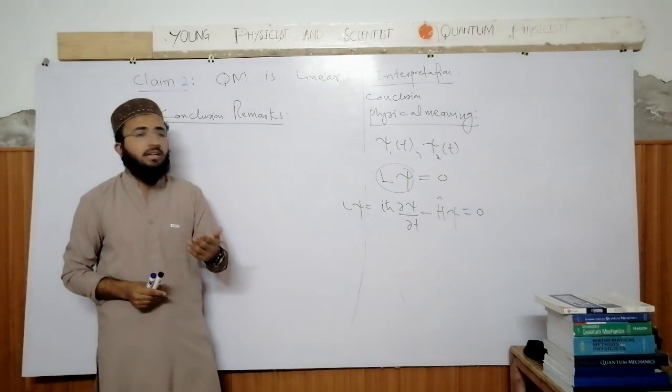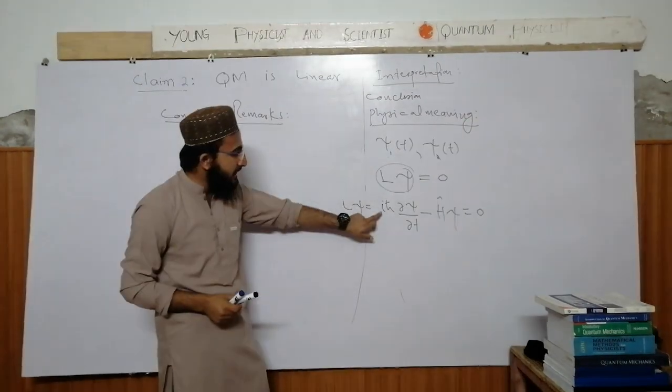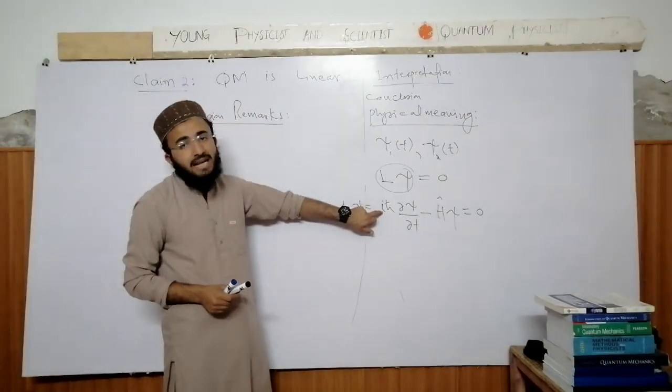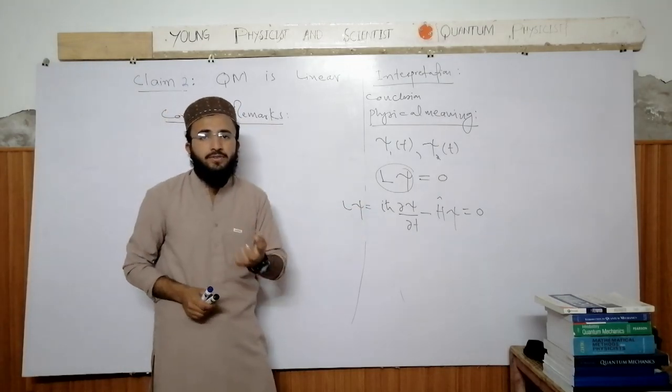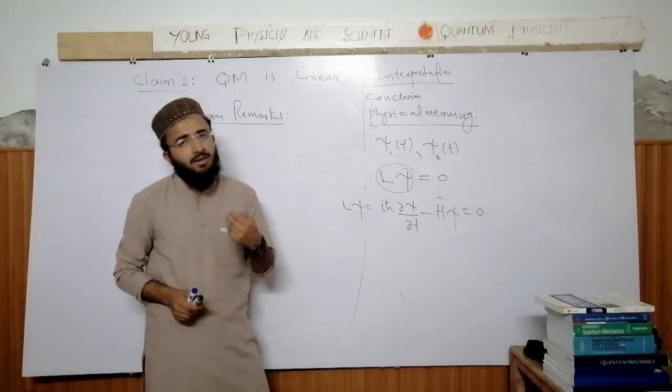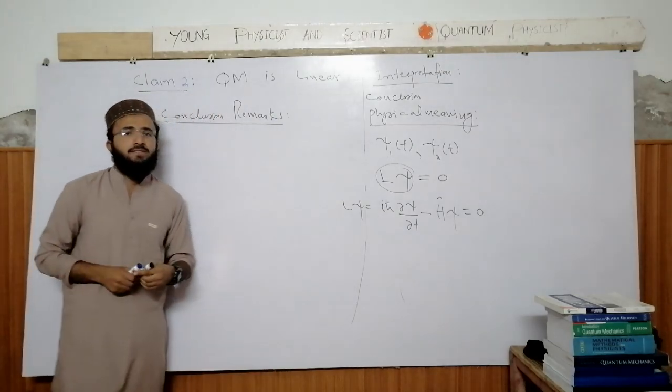In the upcoming lectures, we will describe that here alpha is an imaginary or complex number. So we will describe what is the necessity of complex numbers in quantum mechanics. So see you in the next lecture.